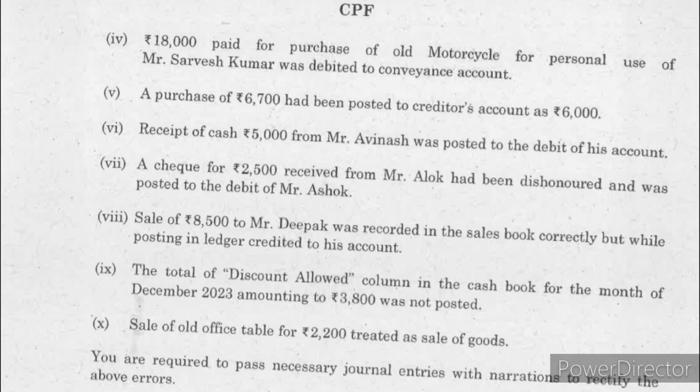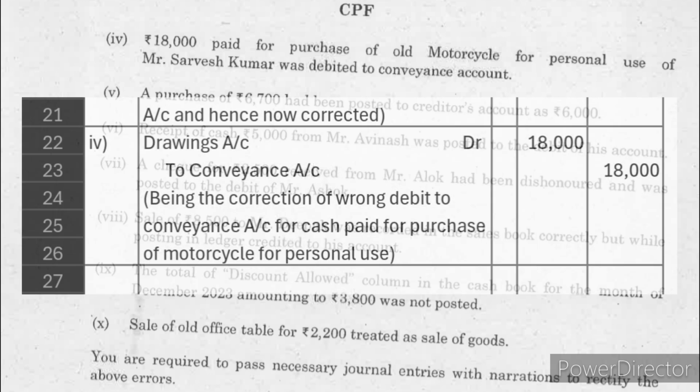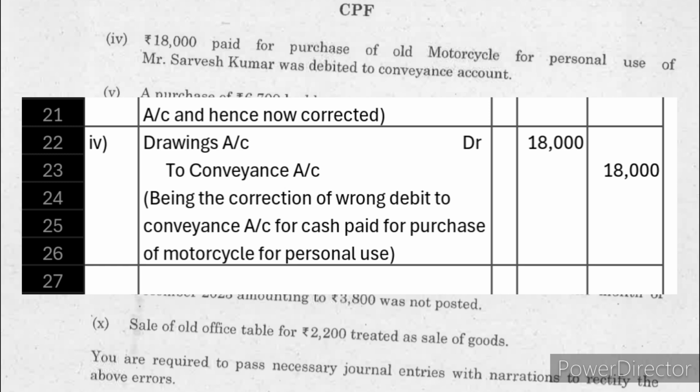Fourth transaction. Rupees 18,000 paid for purchase of old motorcycle for personal use of Mr. Sarvesh Kumar was debited to conveyance account. This is an example of error of principle. Rectification entry is drawings account debit 18,000 to conveyance account 18,000. Narration being correction of wrong debit to conveyance account for cash paid for purchase of motorcycle for personal use.